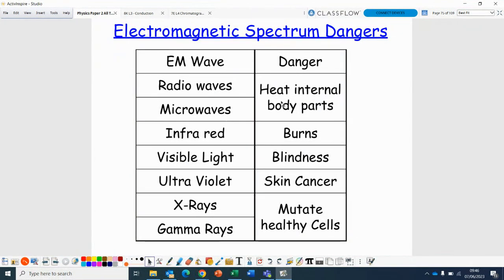Dangers, okay, your microwaves and your radios could heat you up, but pretty much not dangerous. Your infrared could burn you. Think about a toaster, it gets hot. Your visible light could blind you, so not looking at the sun. Your ultraviolet could cause skin cancer, not just cancer. Be very careful there. And ultraviolet and gamma rays can mutate healthy cells, which could turn cancerous.